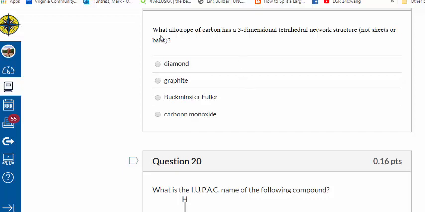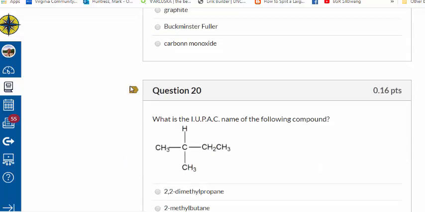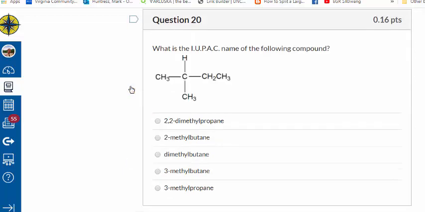Oh, and I guess we didn't talk about this much in class, but this is diamond. Graphite has planes. It has a bunch of sheets of carbon, and then this, well, carbon monoxide isn't just pure carbon. Obviously, it has oxygen in there.